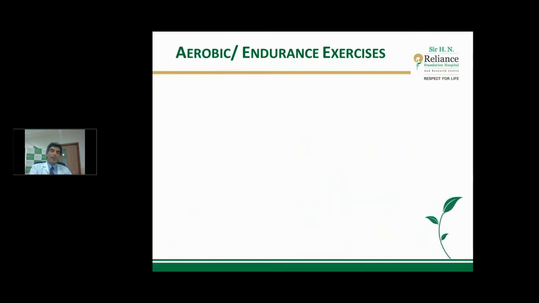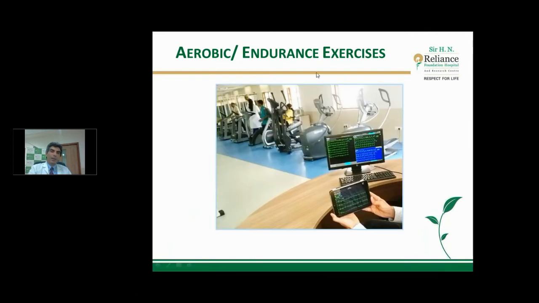So let me just show you some pictures of what we do at our hospital. This is our rehab area. This is the computer where we monitor it. This is me sitting with my iPad.